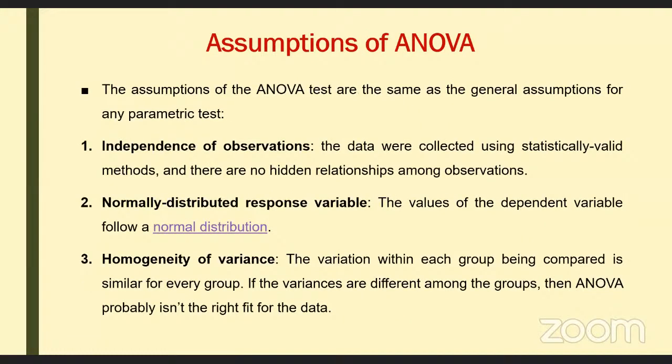Assumptions of ANOVA. As I told you, in case of t-test, data is to be independent, data should follow normal distribution, and there should be homogeneity of parameters. Here it is the same: independence of observation, normally distributed data and homogeneity of parameters. Unpaired t-test and one-way ANOVA are the same, the only difference is that when you have two groups, we go for unpaired t-test. When you have more than two groups for between-group comparison, we apply one-way ANOVA. Otherwise, the assumptions are the same.